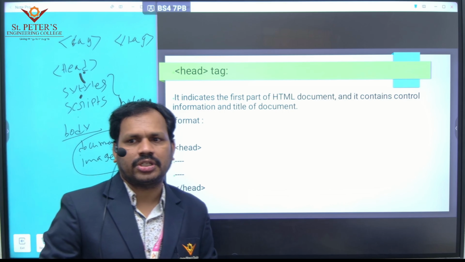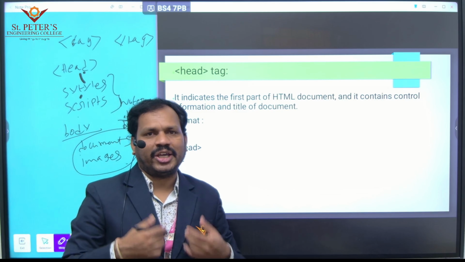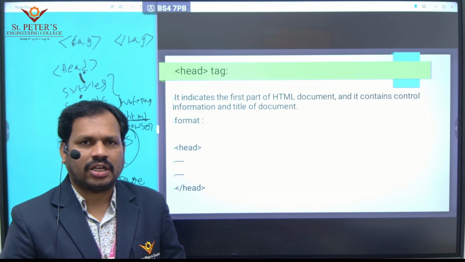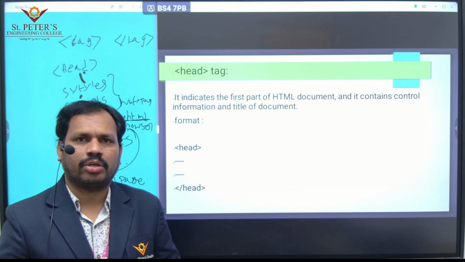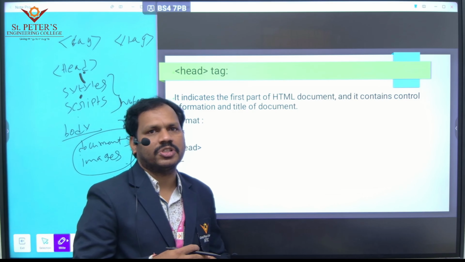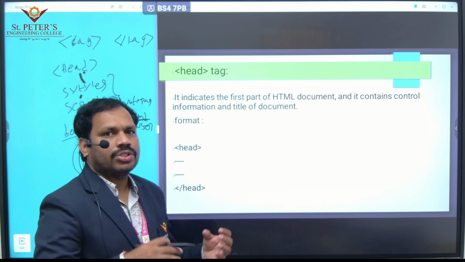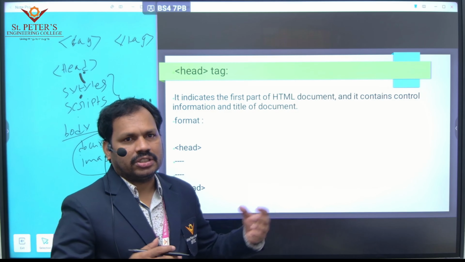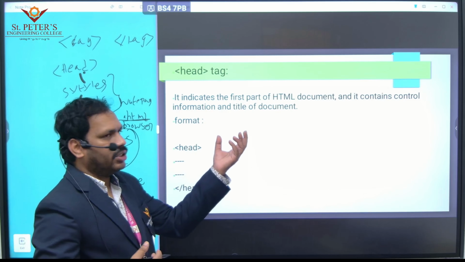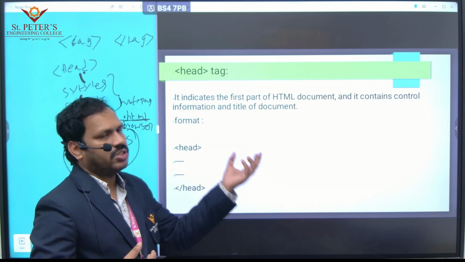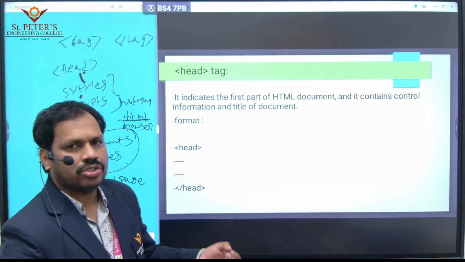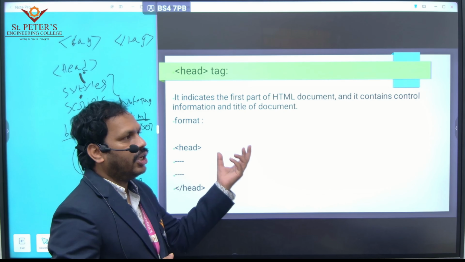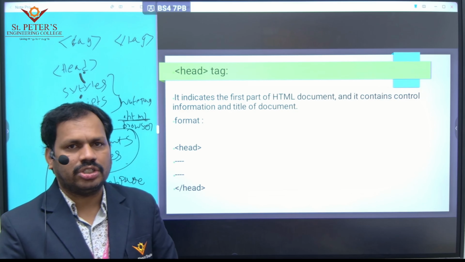Control information is nothing but the styles, meaning what type of style we are going to provide for the document. The color of the document, or the borders of the document, and everything we are going to specify in the header section. As well as that, we are going to specify the title of the document. The document page title is going to be specified in the title tag, which is inside the header part. The title is also in the header part.